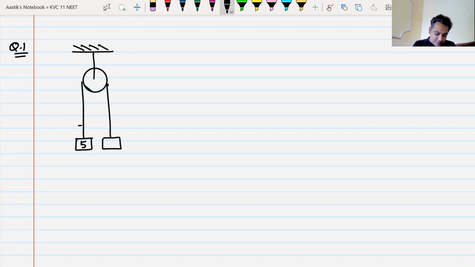This is a 5 kg block and this is a 3 kg block. To understand which block is going where, you have to tell me two things: the tension in the string and the acceleration of the blocks. I'll give you 2 minutes to solve this.